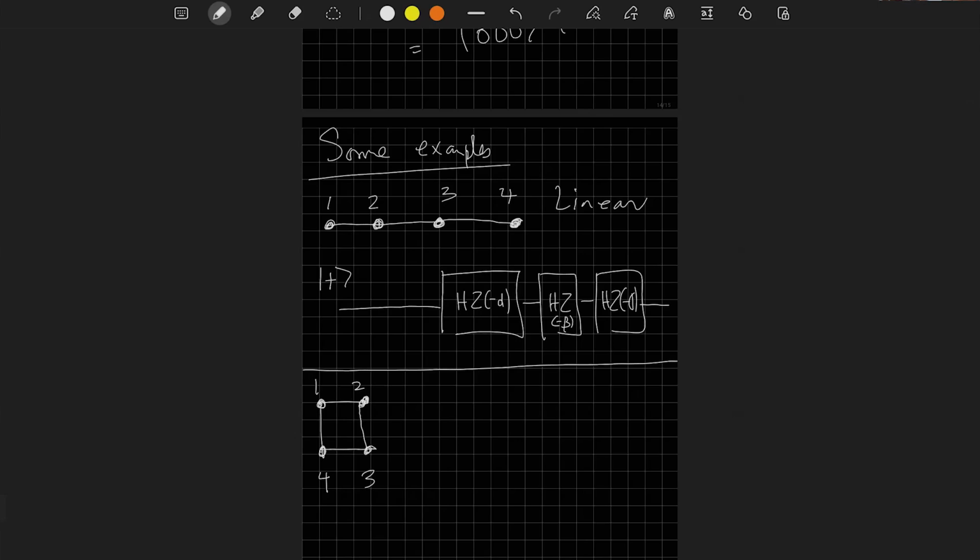So the circuit that this corresponds to is the following. This is my first encoded qubit, the second encoded qubit. H, G minus alpha, H, G minus beta. So it's a phase gate here as well.